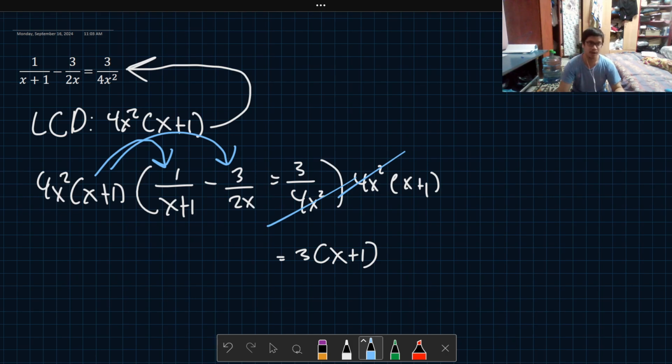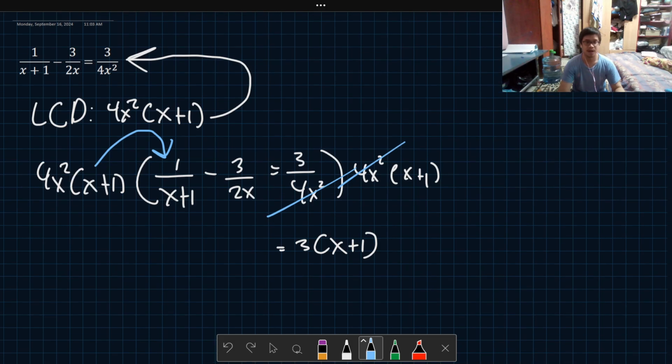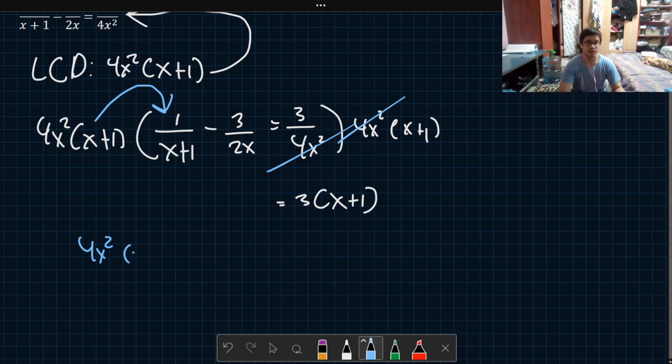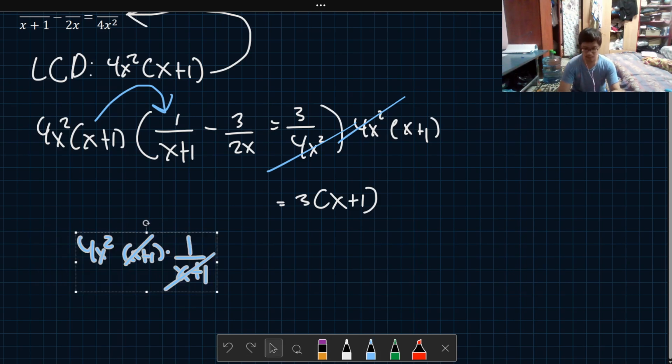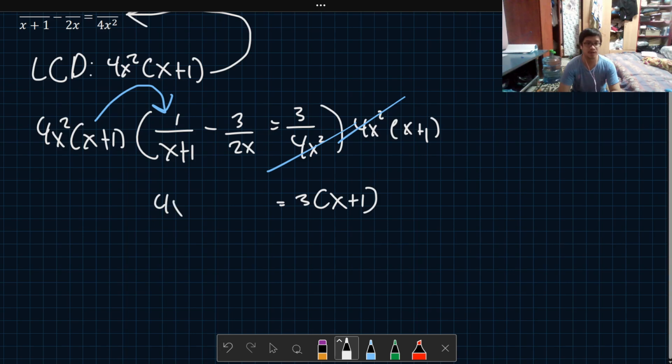So let's start first with the first one, 1 all over x plus 1. So 4x squared times x plus 1 times 1 all over x plus 1. If we're going to combine them together by multiplication, we will have 4x squared times x plus 1 times 1 all over x plus 1. Here we can simplify by cancellation because both of them have x plus 1 below and beside it. So cancel out the x plus 1. What's left is 4x squared and 1. So 4x squared times 1 is 4x squared. So you will have 4x squared as a result.